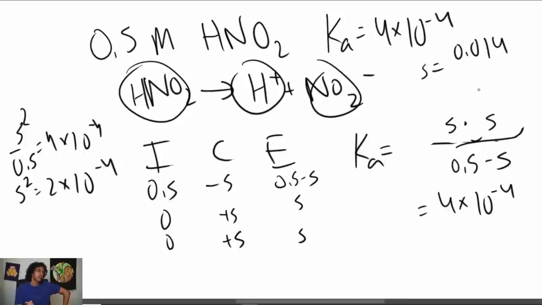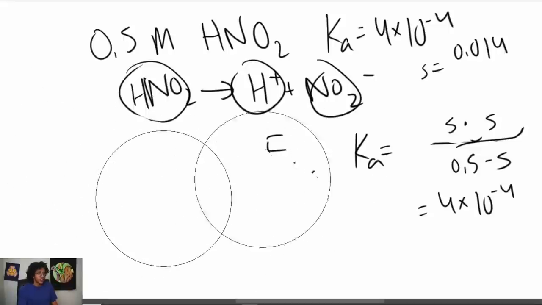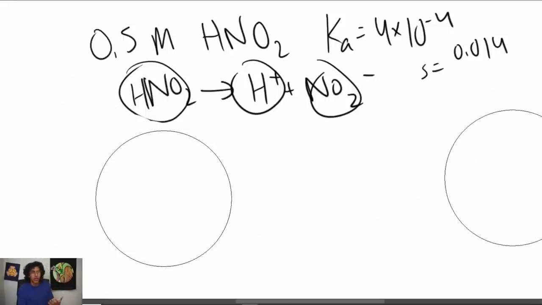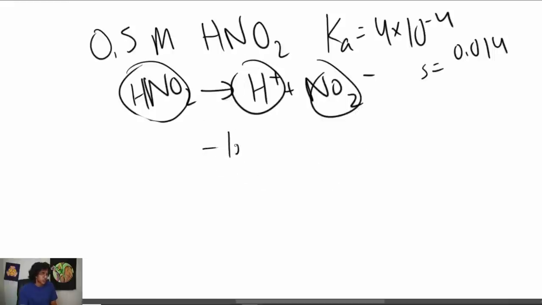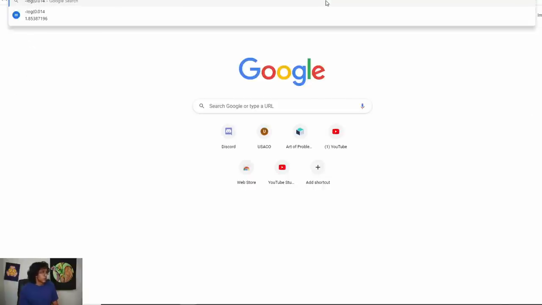If our S is 0.014, then S is also the hydrogen ion concentration. This is H plus, this is NO2 minus, so our S is also the concentration of H plus ions. If we've got the concentration, we know how to find pH. We just take the negative log of it, the negative log of 0.014, and we get 1.85 as our pH.